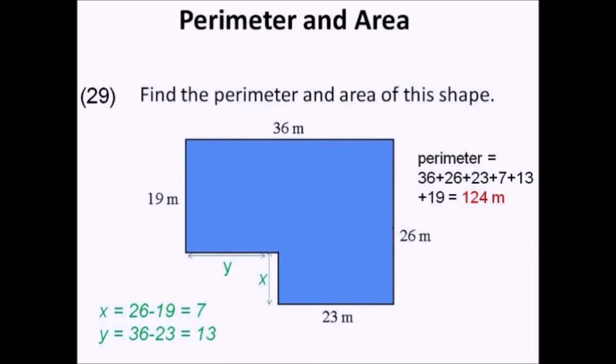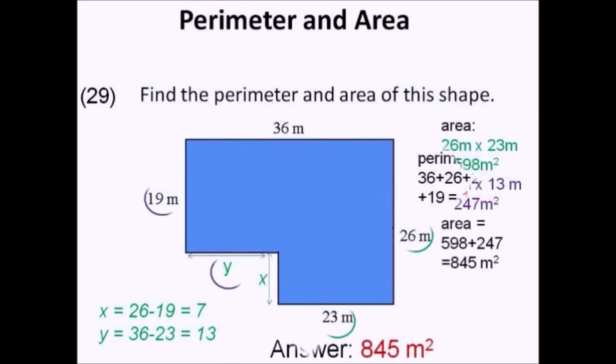Perimeter and area. Find the perimeter and area of the shape. First, you have to find x and y. x is 26 minus 19, that's 7. y is 36 minus 23 to get 13. Then you add them together for the perimeter. 36 plus 26 plus 23 plus 7 plus 13, 124 meters. Okay, so it's 36 plus 36 plus 26 plus 26 to get the perimeter distance all around.